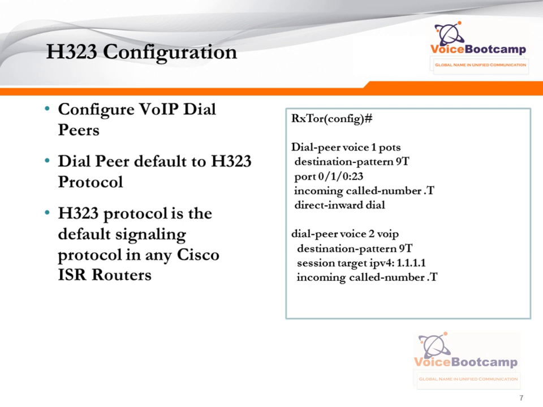So here, for example, I have a gateway. I have a POTS dial peer that allows me to send calls to the PSTN on this voice port, and then I have a VoIP dial peer that allows me to send the calls to the IP network. So these are some examples of an H323 configuration.